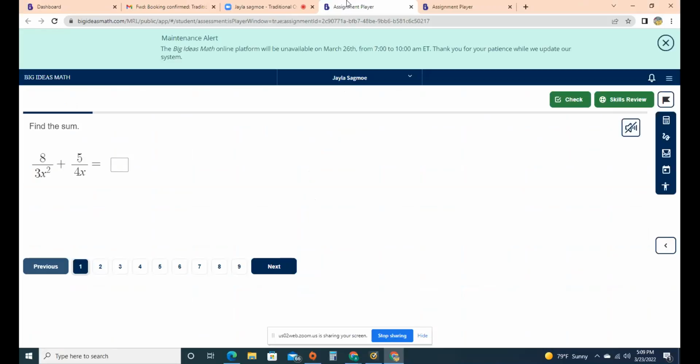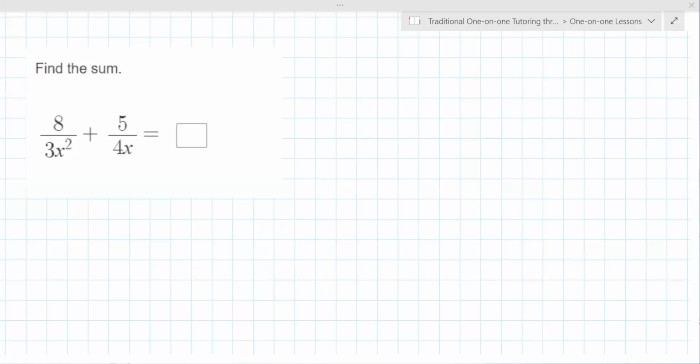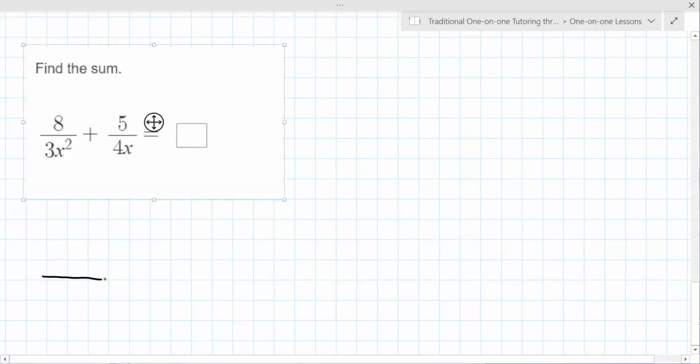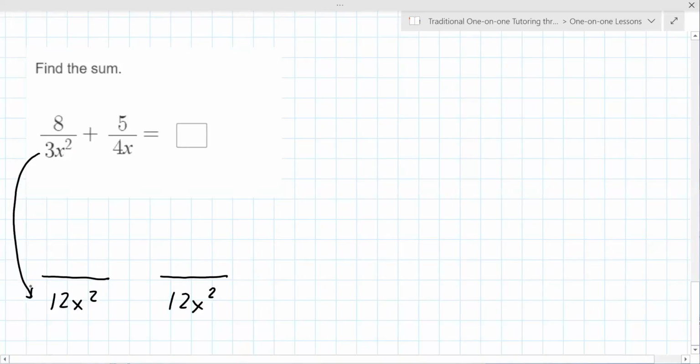What you're looking at is a problem where you want to make the bottoms the same. You want to figure out what they should be. So let me give you the answer, and then we can work backwards here, and you can tell me, how do you go from 3x squared to 12x squared? What do you multiply by? Multiply 3 by 4. That's right.